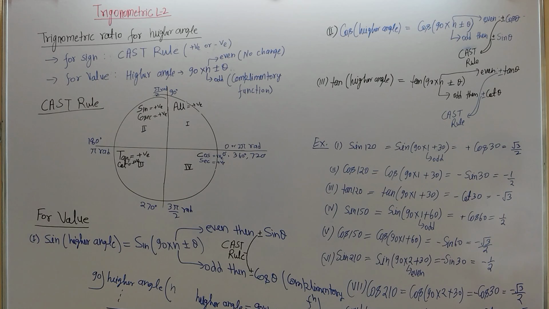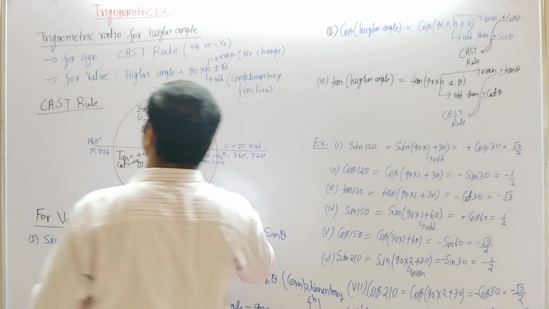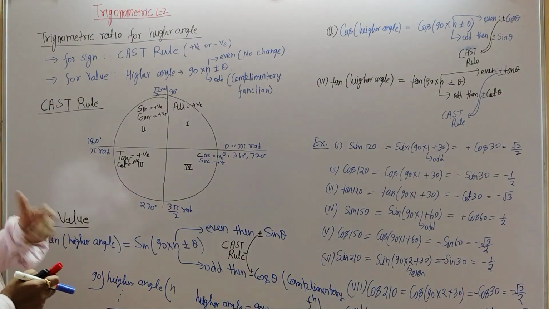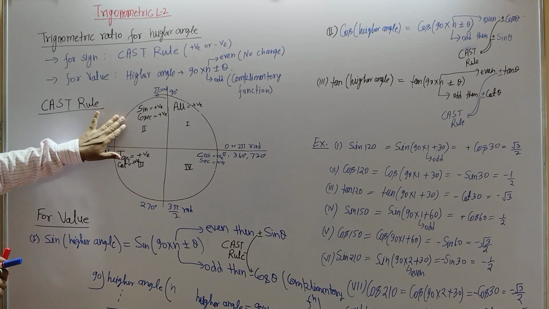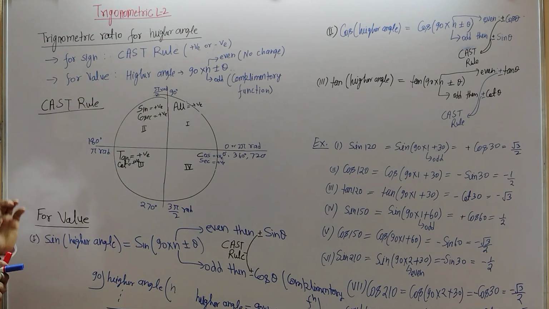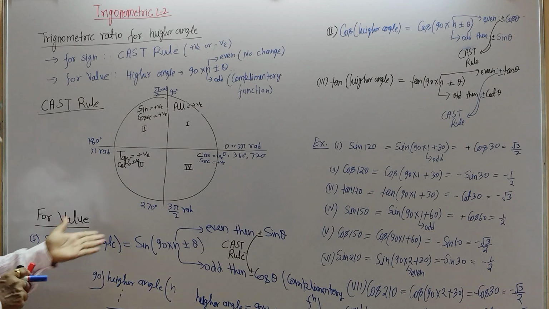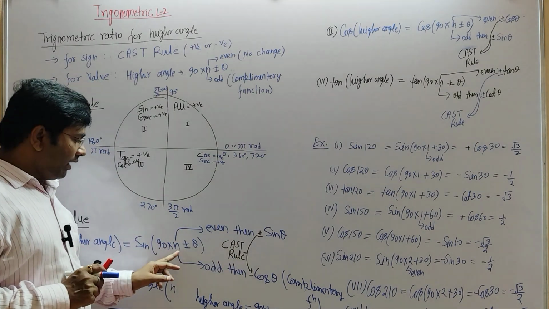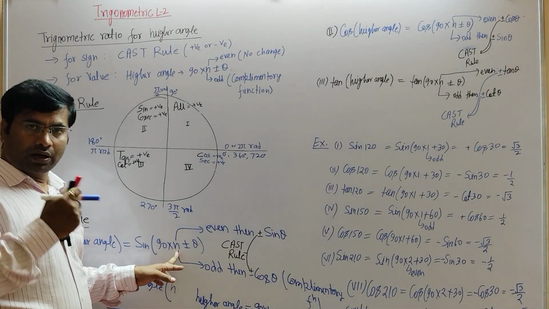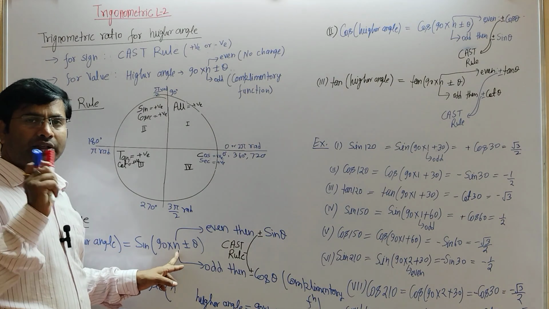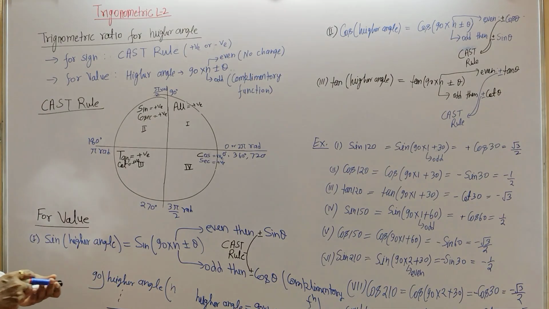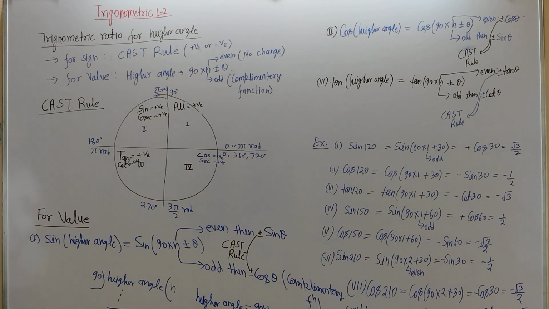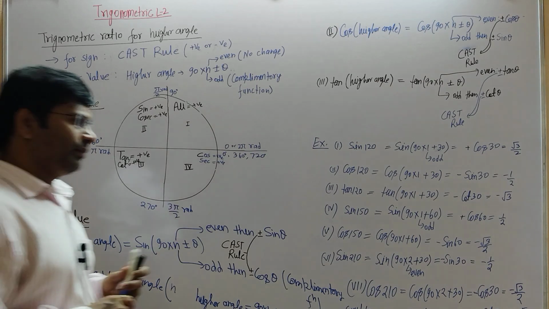So this is how we can write for higher angles. For a higher angle T ratio, we have to convert it into a smaller angle. We have to always solve in two parts. The CAST rule will identify the sign, whether it is positive or negative, and for the value you have to break it into a smaller angle and then check: odd, convert to complementary; even, don't change anything. Okay, so this is how we have to write it. So this part, for higher angles, is over now.